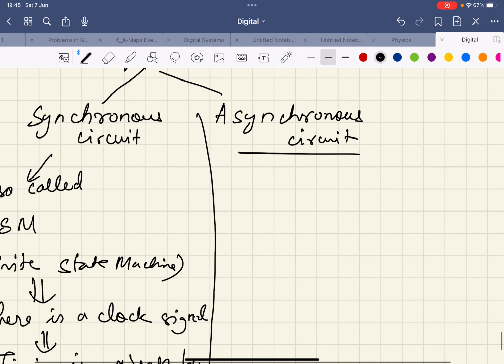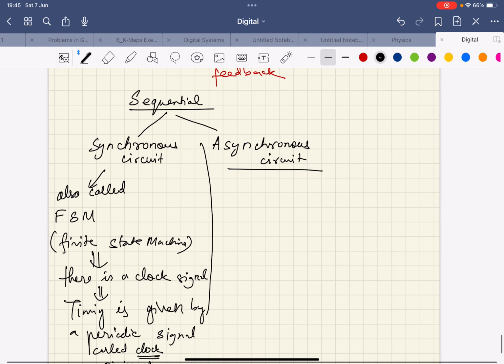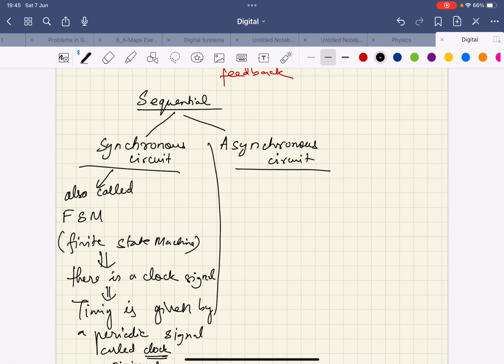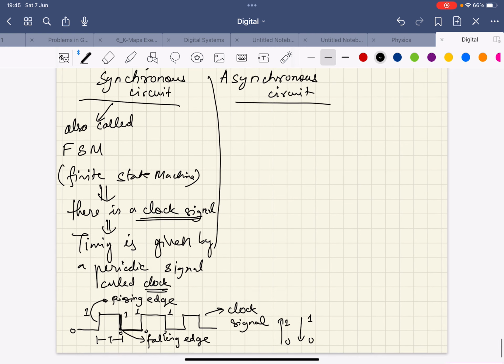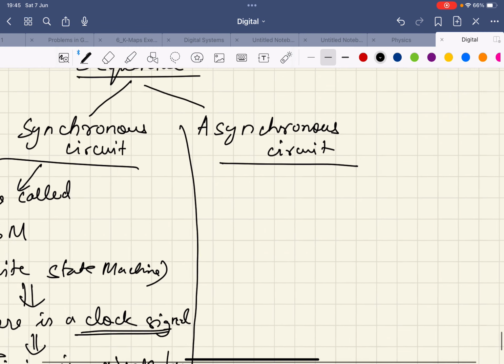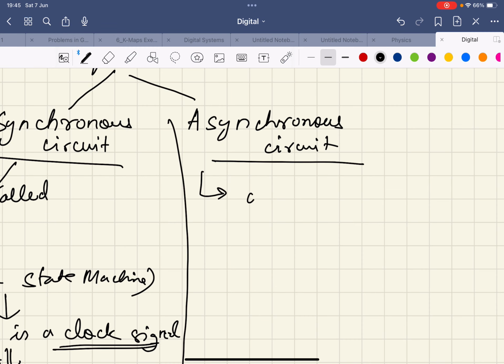So what is asynchronous? We studied everything about synchronous. It has a clock signal. Simple, just remember what synchronous means: a clock signal is there. And asynchronous means it does not have a clock signal.